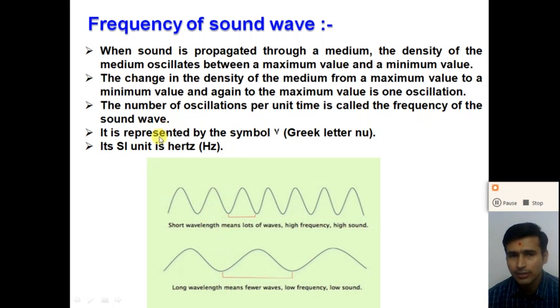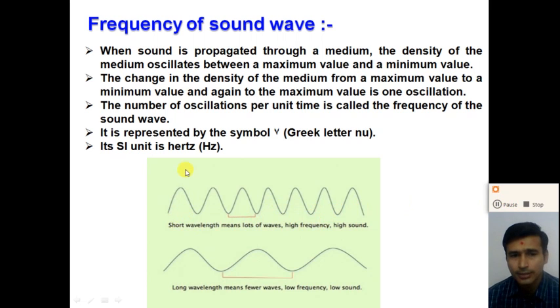So the frequency of the sound wave is represented by the Greek symbol nu, like this, and the unit of frequency is the hertz. So let us see this figure.